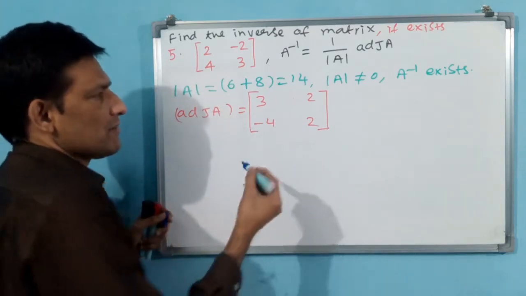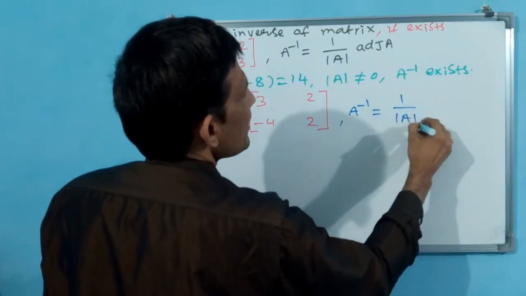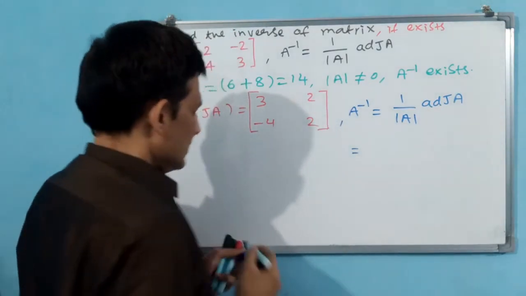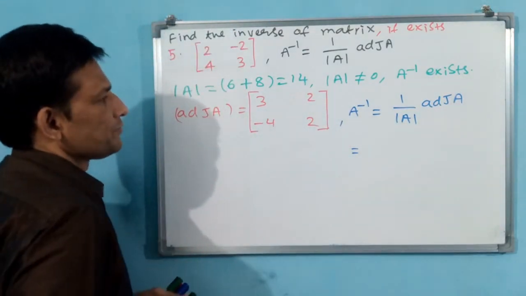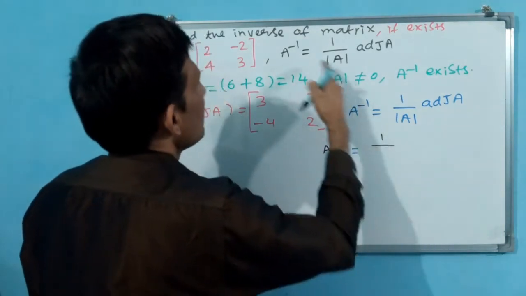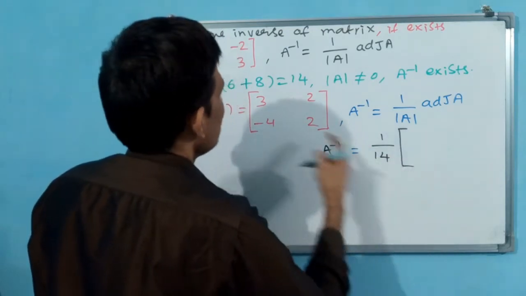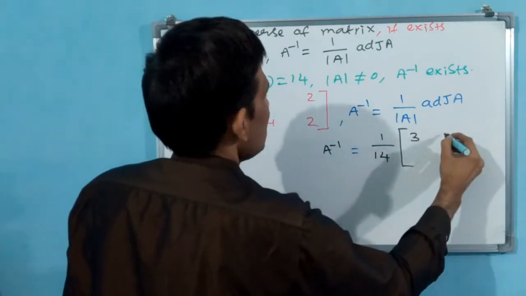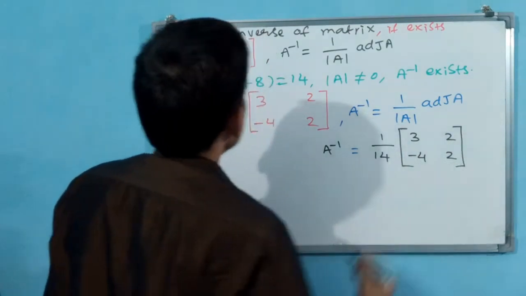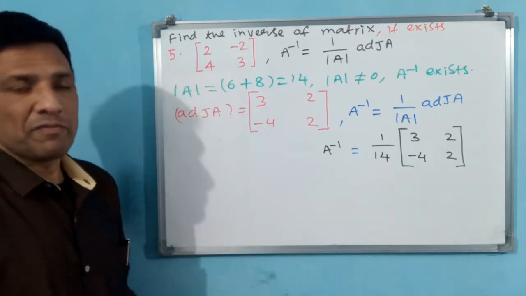Now you can write A inverse. Again you write down the formula. A inverse is equal to 1 by determinant A into adjoint A. Now write down, what is A inverse? A inverse is equal to 1 by 14 into adjoint, 3, 2, minus 4, 2. Is it okay? Now this is the answer for your 5th question.